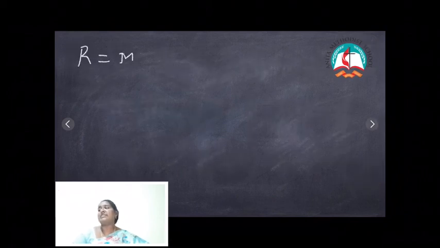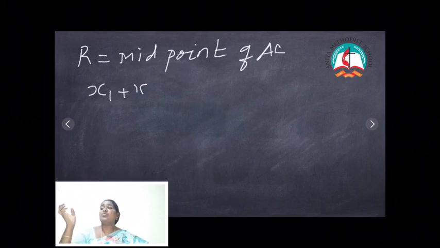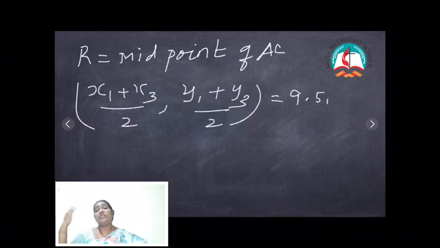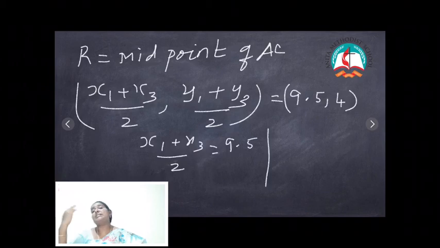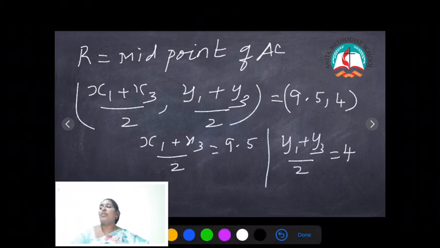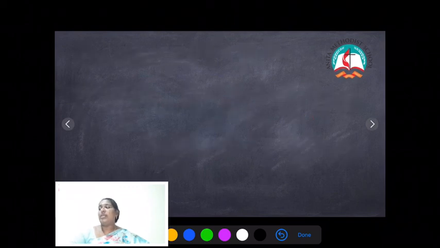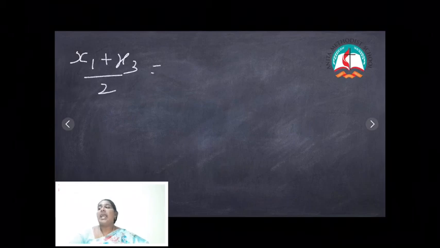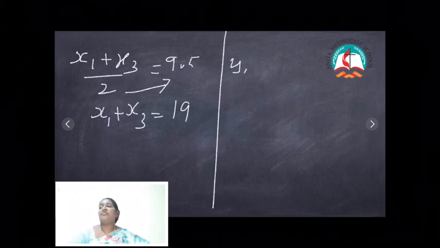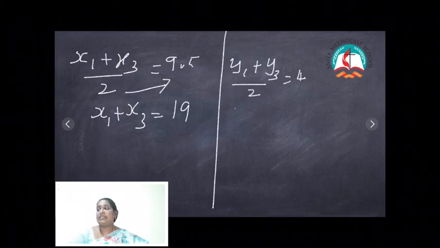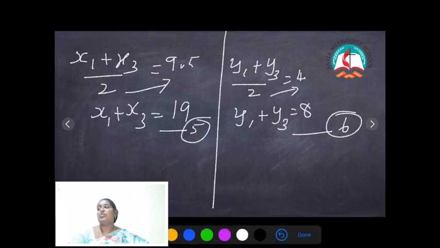Okay. Then the next side, children. That you take as what? Midpoint of AC: (x1 plus x3) by 2, comma, (y1 plus y3) by 2. So now equate the x value and the y value. We get what? (x1 plus x3) by 2 is equal to 9.5. So we get 19. (y1 plus y3) by 2 you get. So equation number 5 and 6 you get.